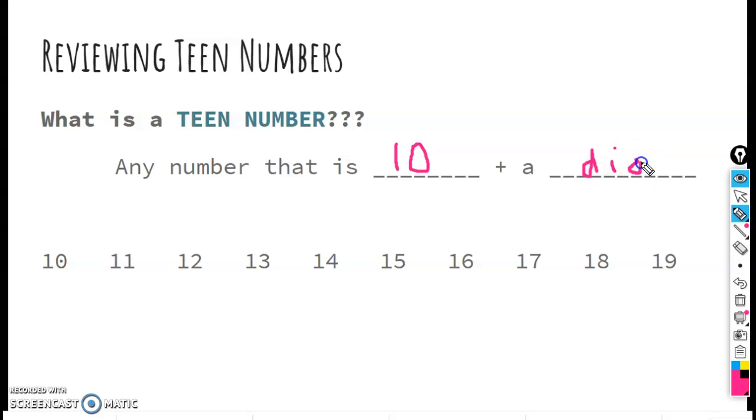And I have all the teen numbers here on our screen in a row. Remember, not all of them have the sound teen in the word. 10, 11, and 12, those are still teen numbers, even though they don't say teen in their name. But they are still a teen number because they are 10 plus a digit, or 10 plus some ones. And then, of course, we have 13, 14, 15, 16, 17, 18, and 19, the ones we usually think of. All right, moving on to the next page.